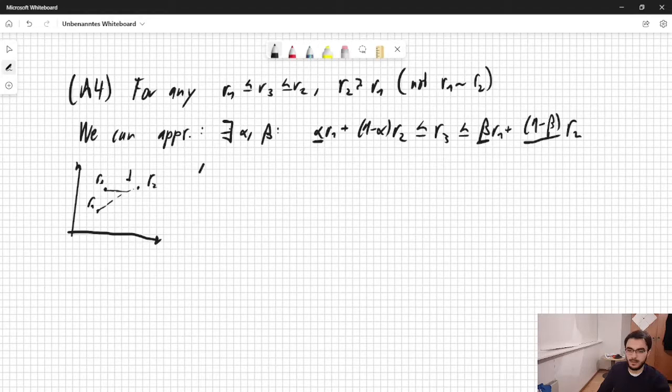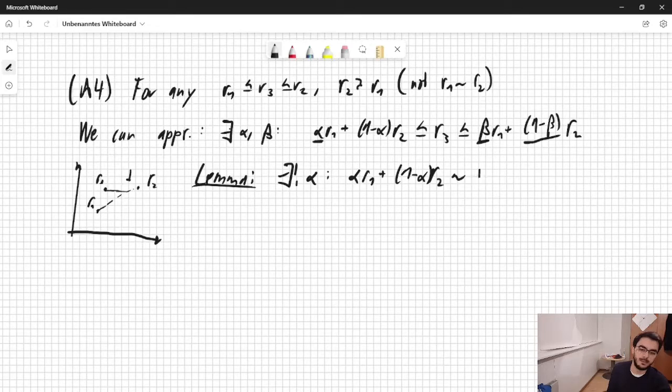So anything, the intersection between those two lines, there will be some reward that's equivalent. And that's the lemma that I'm just going to state but not going to prove. There exists exactly one alpha, in the above situation, such that alpha R1 plus 1 minus alpha R2 is equal to R3. So they have the same meaning to us, basically.